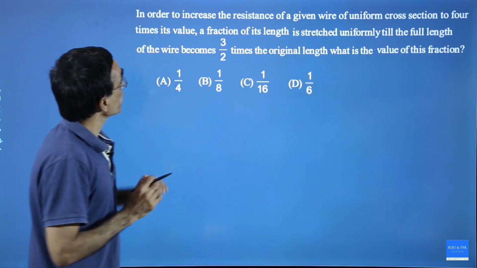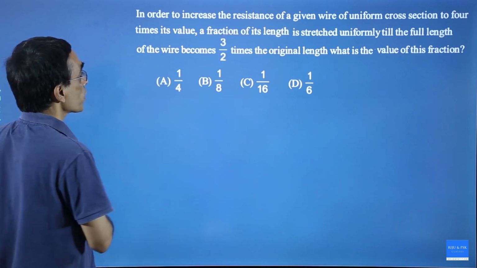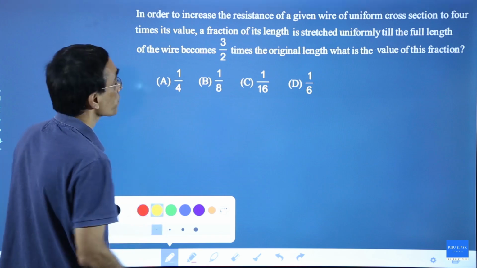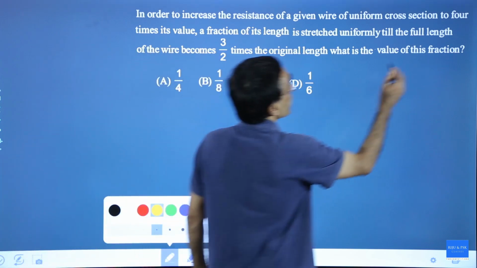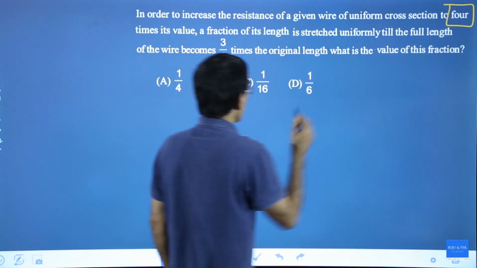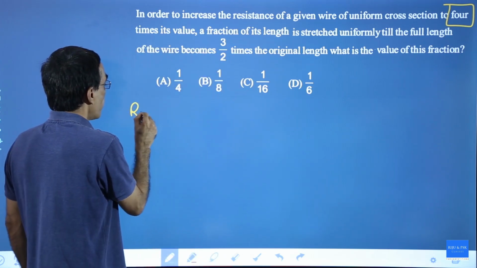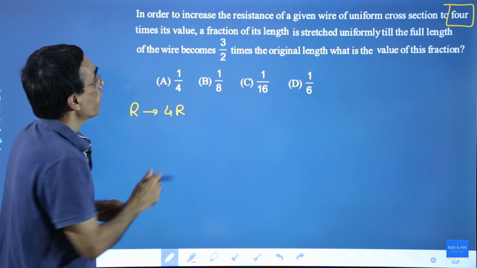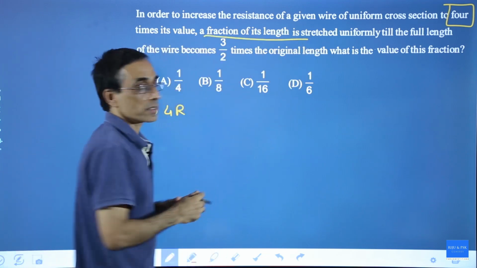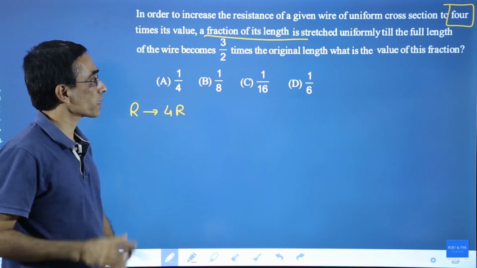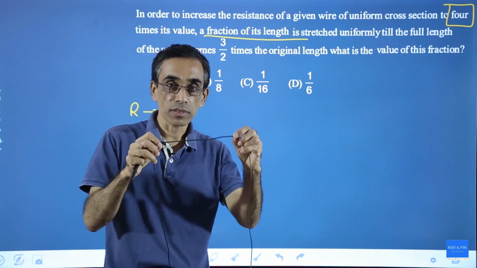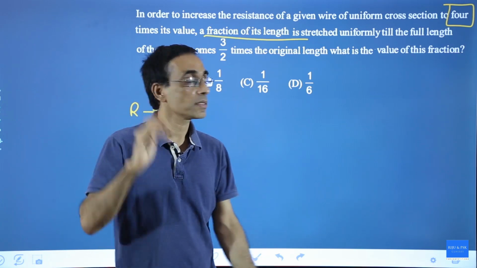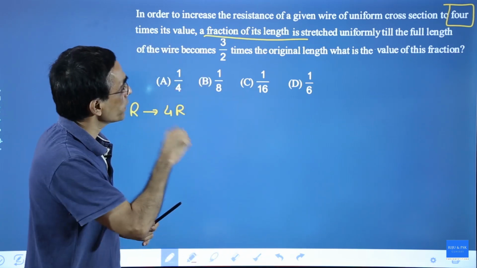Okay. In order to increase the resistance of a given wire of uniform cross section, there was a wire of uniform cross section, and you need to increase that to 4 times. That means you want to make R to 4R. A fraction of its length is stretched, not the complete length, only a fraction is stretched. Suppose the wire is this much, then only a small fraction is stretched, the remaining fraction is the same, unaltered. What should be that fraction?